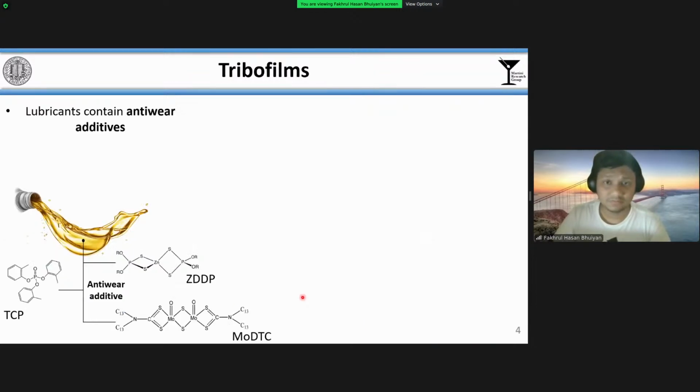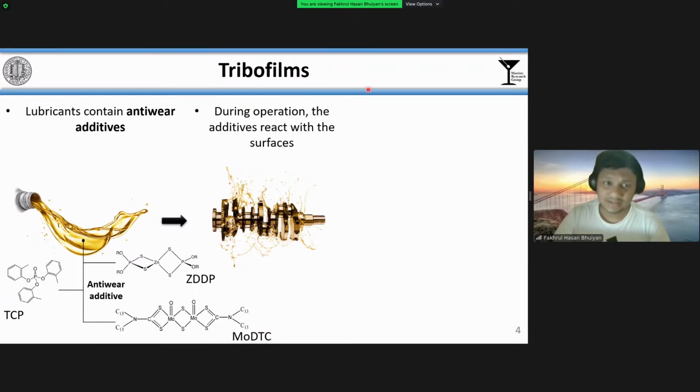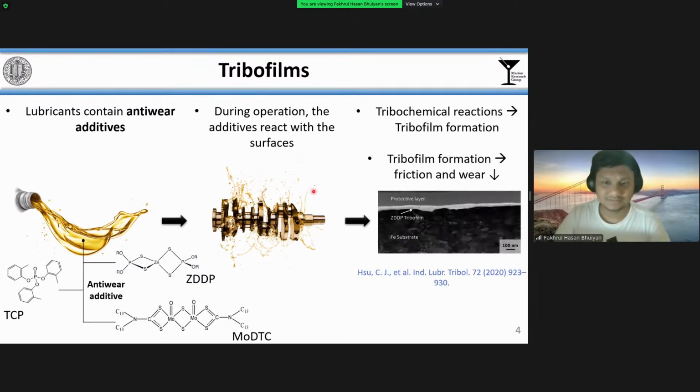But what is the tribofilm? Lubricants, among many other additive molecules, contain a small amount of anti-wear additive molecules such as ZDDP, TCP, or MoDTC. During operation, these additives can react with the surfaces of the machine components and create a protective film on the surfaces. This protective film, also known as tribofilm, reduces friction and wear by minimizing solid-solid contact.